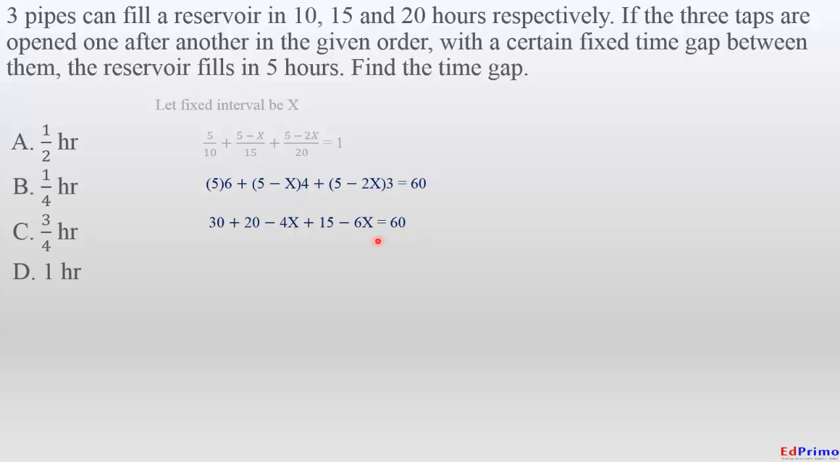We would ultimately get x as 5 by 10, which is equal to 1 by 2, that is half an hour. So the fixed time gap that we are talking about in this problem would be half an hour, that is option A, which is the correct answer.